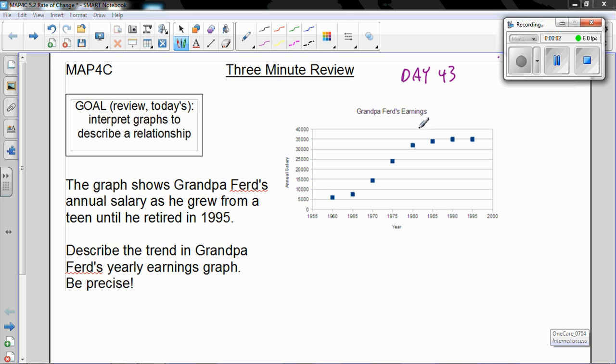Here we go, day 43. The goal is to interpret graphs to describe a relationship in the 3-minute review. The lesson is 5.2, rate of change.